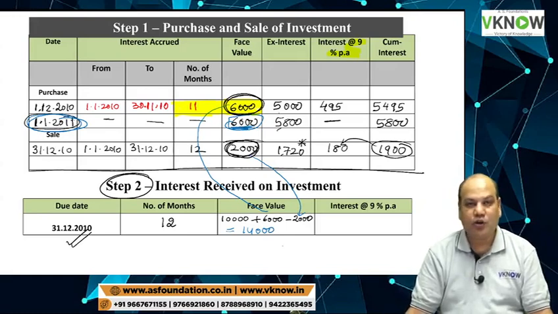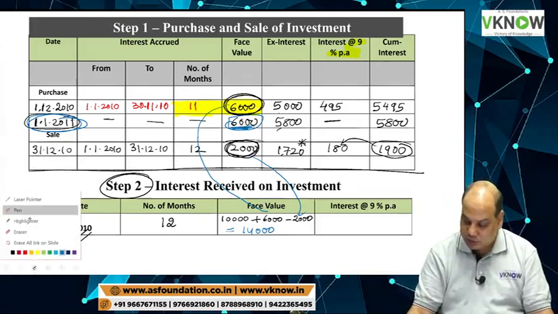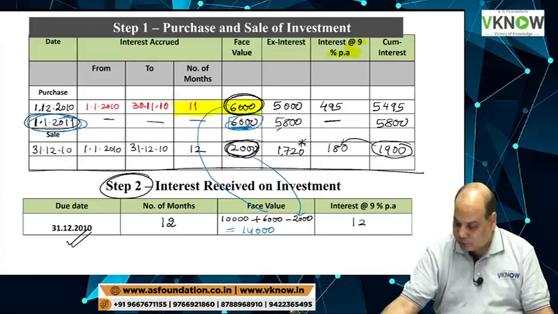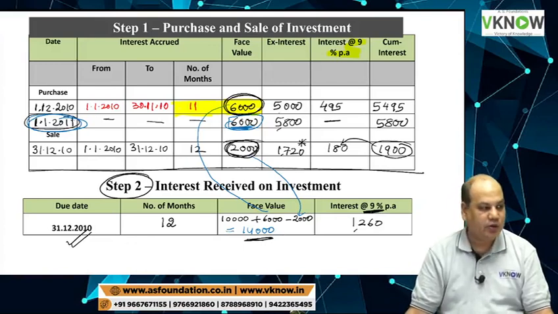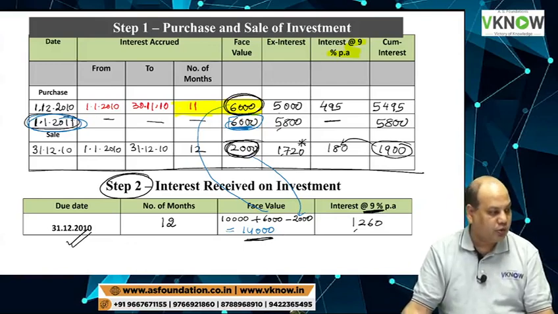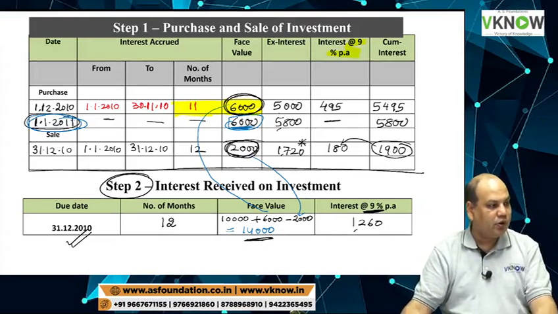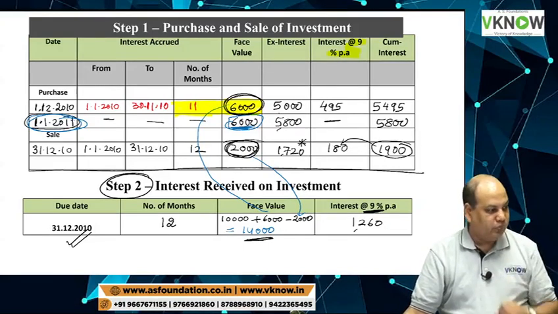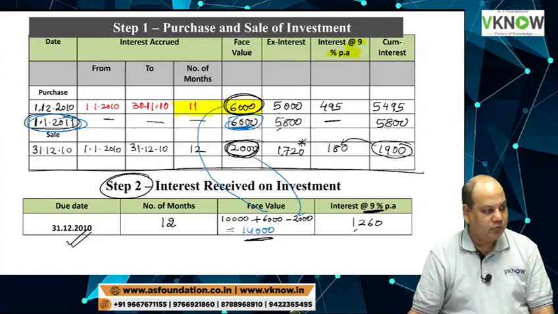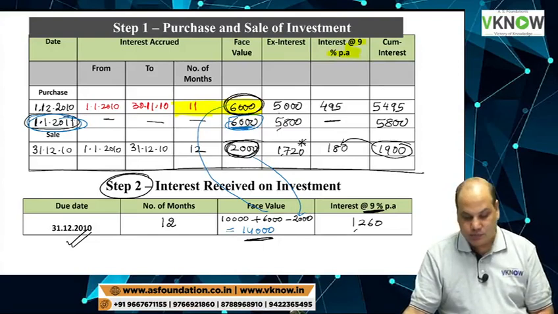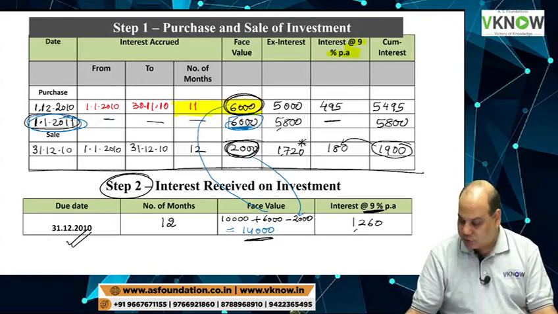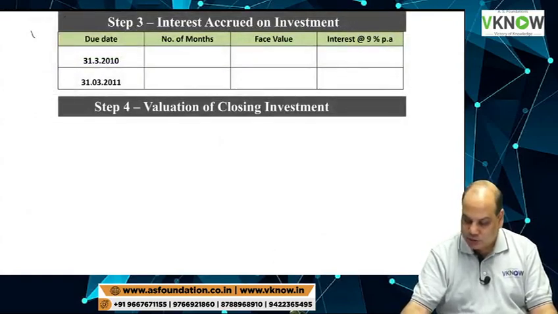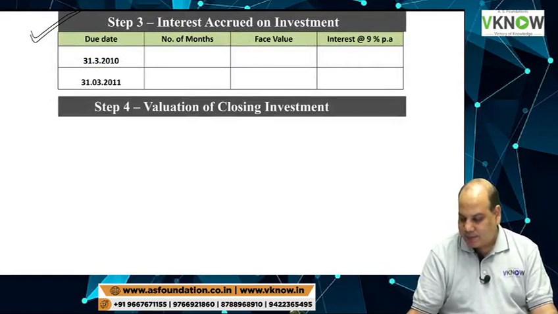On 14,000 at 9% for 1 year. So that will give you 14,000 into 9% for 1 year. That will give you 1260. Check the answer. Is it 1260? Interest received 1,260. Anybody? Any query on interest received? 1,260 is right. Write down working note 3.